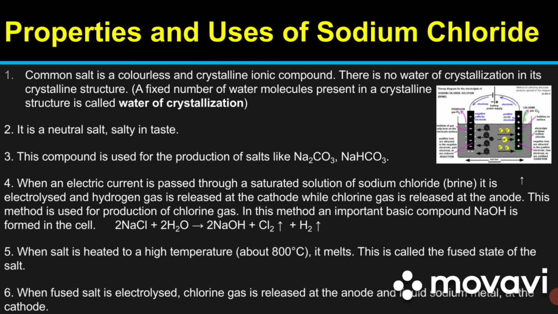When salt is heated to a high temperature, about 800 degrees Celsius, it melts. This is called the fused state or the molten state of the salt. When fused salt is electrolyzed, chlorine gas is released at the anode and liquid sodium metal at the cathode.